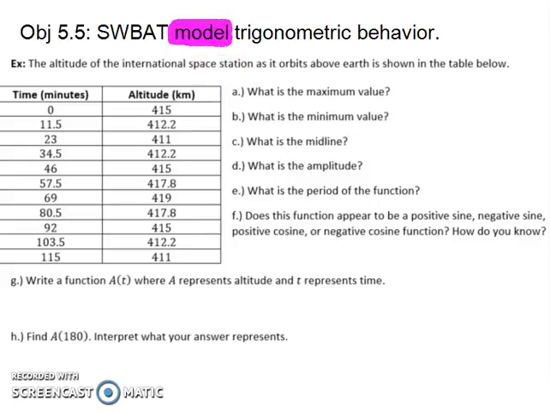So, we're going to start. This example is just a specific example that gives you a table. Not all of them will. Sometimes you'll get pictures, sometimes tables, sometimes just descriptions, and every one of these is kind of different, but here's one example. So this table tells you the altitude of the International Space Station as it orbits the Earth.